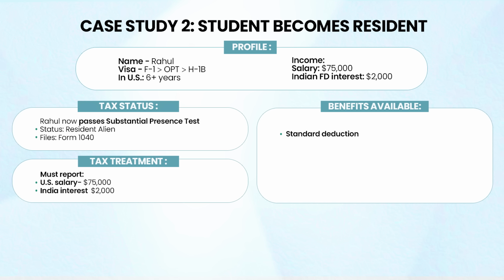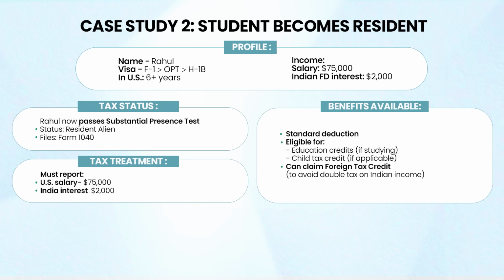Now let's look at the benefits available to him. Since he is now filing as a resident alien, he can claim the standard deduction. If he is still studying, he may also be eligible for education credits like the American Opportunity Tax Credit or the Lifetime Learning Credit. If he has children, he may also be able to claim the Child Tax Credit. Most importantly, since he is being taxed on his Indian income in the United States, he can claim the foreign tax credit to avoid paying tax on the same income twice.